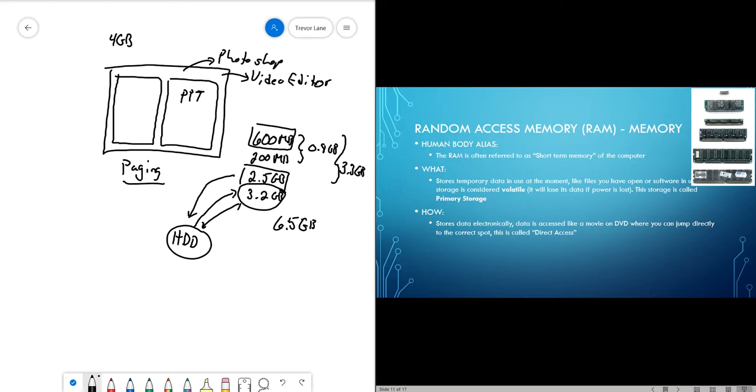So RAM does not work by randomly jumping to a place in its storage and saying, is this what I want? Oh, let's try another one. Is this what I want? No, that would be crazy slow. Like the bogo search, Google it if you want. Anyways, so it doesn't jump to a random location. It jumps to a direct location.